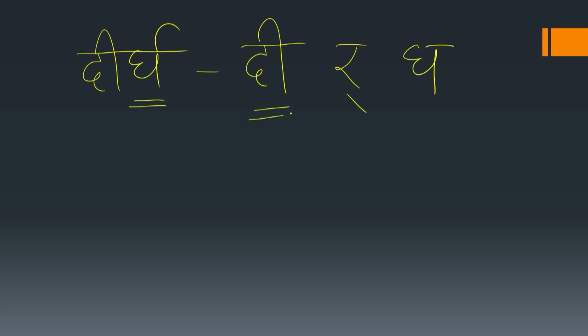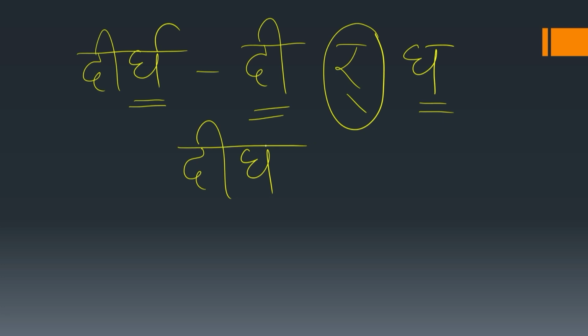Of course, there are vowels here, but this is the R. And when R comes in between, it will take the shape of a hook. So this is the hook here above the letter dirgha. Dirgha. Next example, Surya.